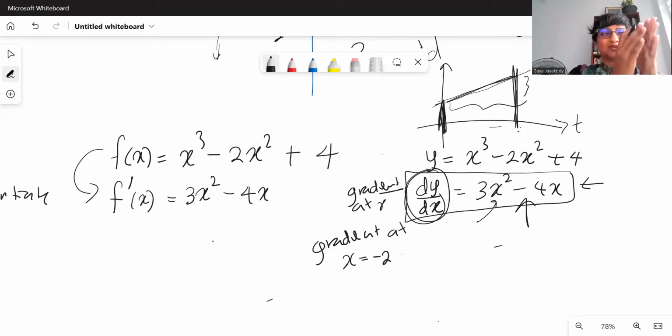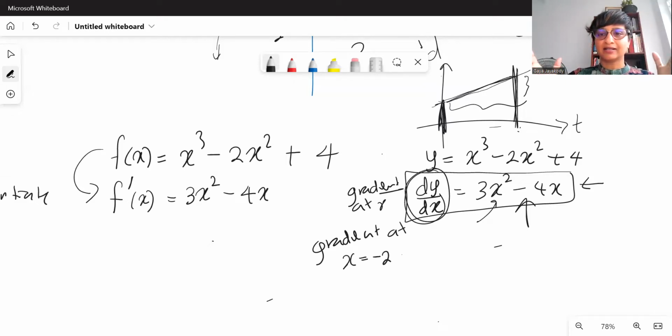So when you differentiate a function, what does that derivative function give you? The derivative function is like a formula that enables you to compute the gradient, or the tangent, at any point that you want on the curve.